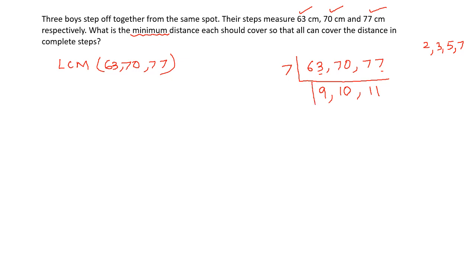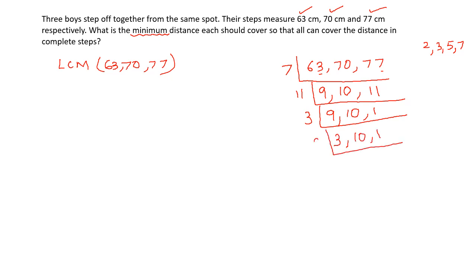Now in this, which one is a prime number? 11 is a prime number. So we'll divide it by 11 first. So we get 9, 10 and 1. Okay. Next we'll use 3. So we have 3 3s are 9, 10 and 1.